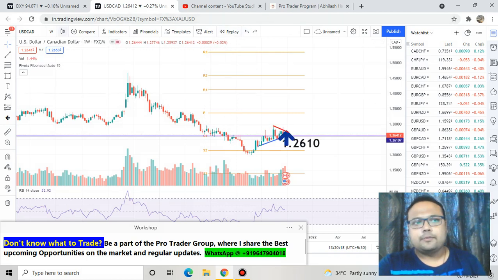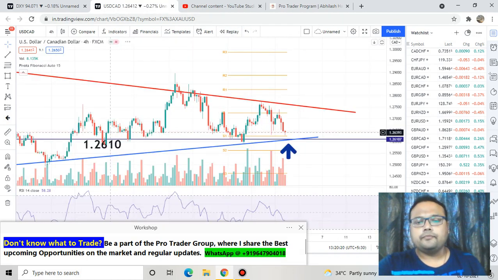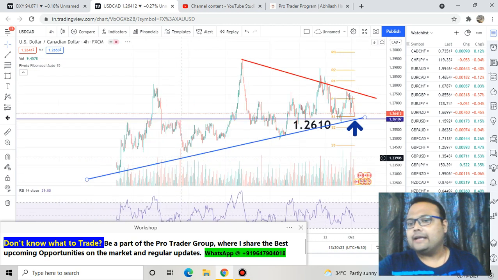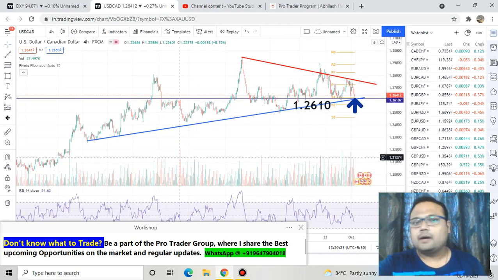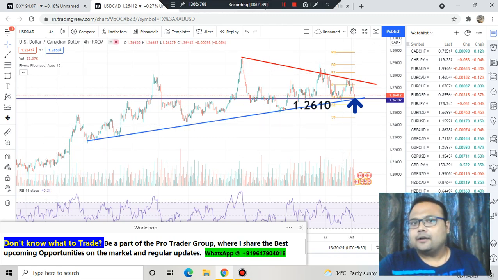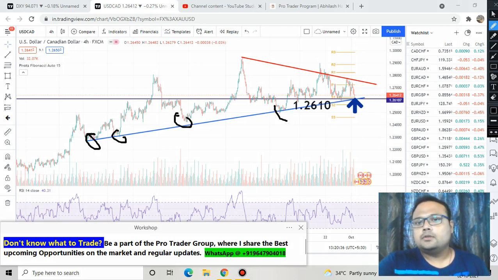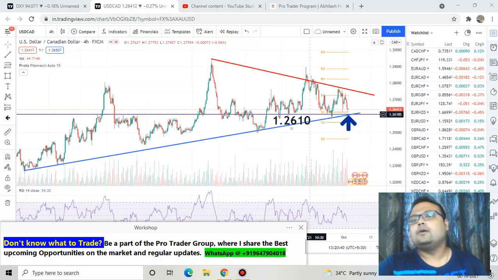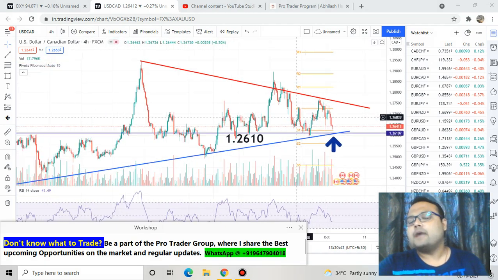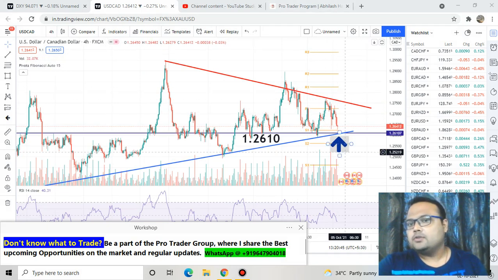Apart from this support level, we also have this trend line acting as a dynamic support for the market. If I zoom out the chart, you can see that this trend line has been providing support to the market whenever the market has witnessed selling pressure. So this is a valid support for the market, and right now you can see that the market is almost approaching the support here.